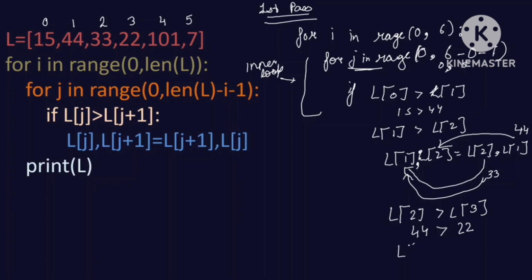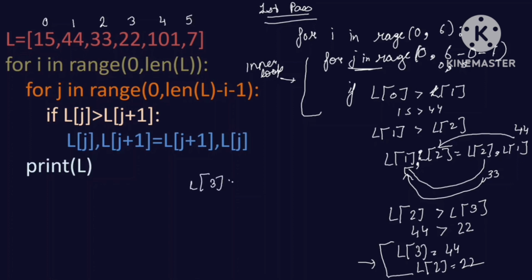Then we will compare L3 greater than L4. In L3, 44 is there and in L4, 101 is there. So L3 44 greater than 101, no. That is false. So swapping will not happen.